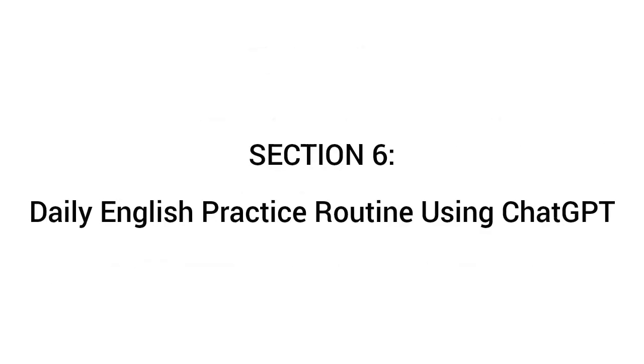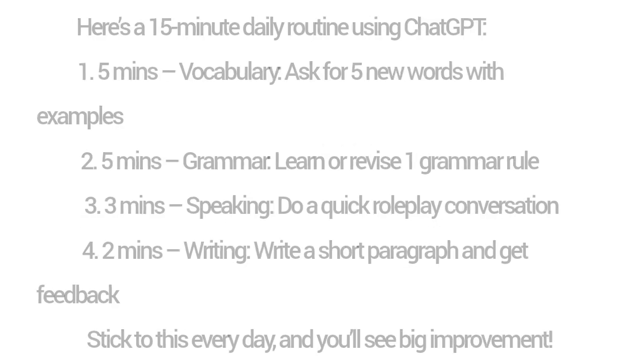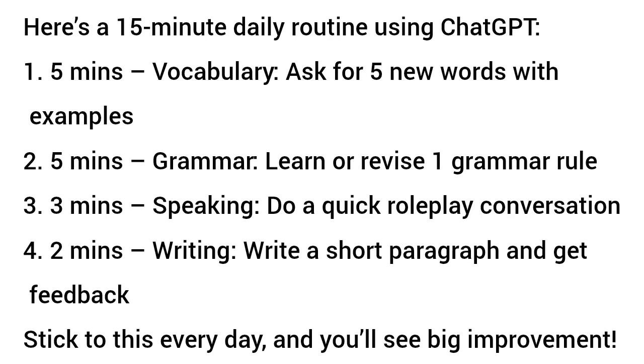Section 6. Daily English Practice Routine using ChatGPT. Here's a 15-minute daily routine using ChatGPT. 1. 5 mins, vocabulary. Ask for 5 new words with examples. 2. 5 mins, grammar. Learn or revise 1 grammar rule. 3. 3 mins, speaking. Do a quick role-play conversation. 4. 2 mins, writing. Write a short paragraph and get feedback. Stick to this every day and you'll see big improvement.